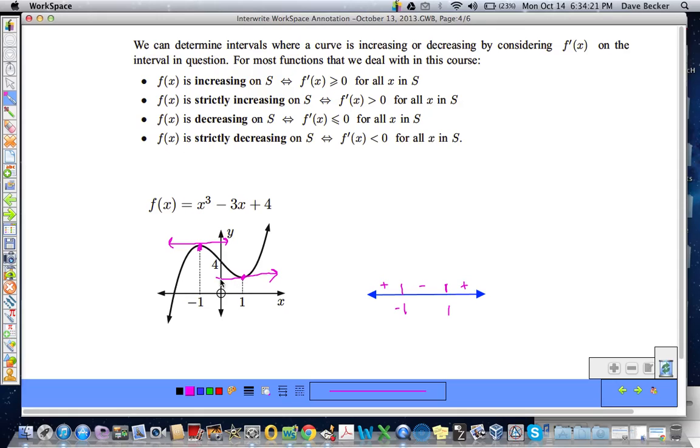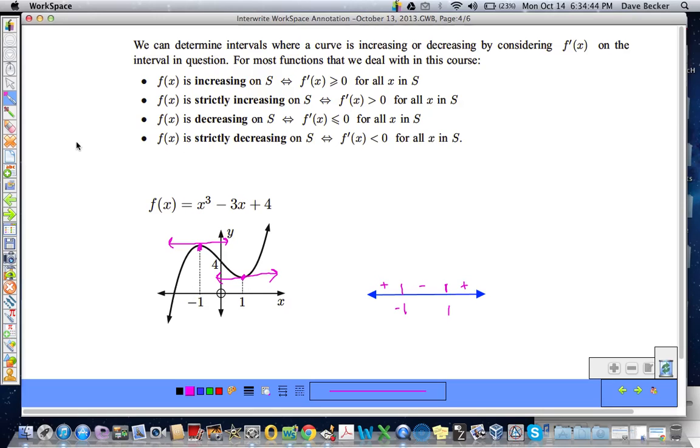Okay? So if we don't have a curve, if we don't have the graph of the curve, I should say, we can find where a function is increasing or decreasing by taking the derivative, setting it equal to 0 to see where the increasing and decreasing is going to change on the function, and then doing a little test.